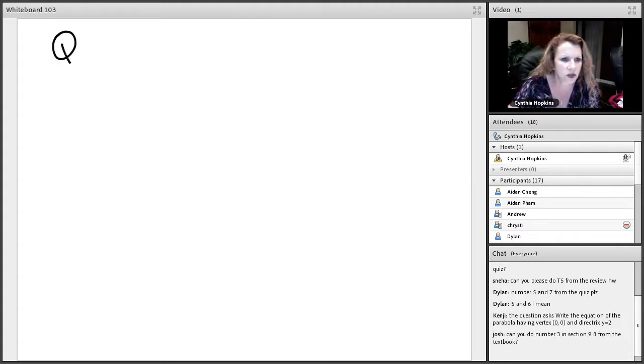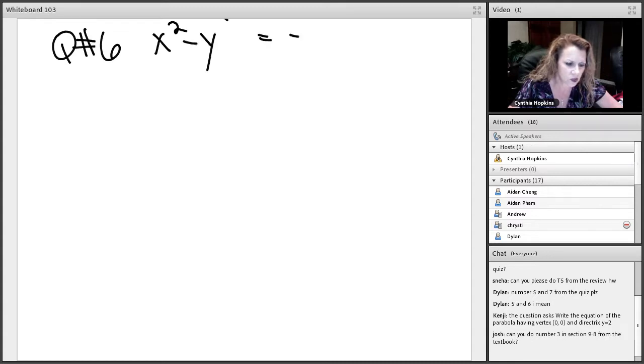Here is quiz question number 6. All right. 6 asked you to identify the conic sections. So let me write the equations down. It's x squared minus y squared equals negative 7. And because of that minus sign right there, and both of the variables are squared, I know this is a hyperbola. I'm going to abbreviate it.